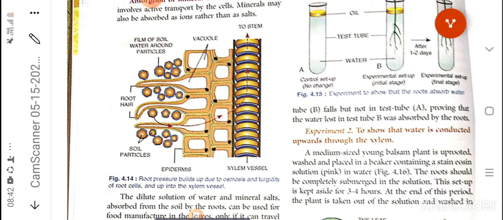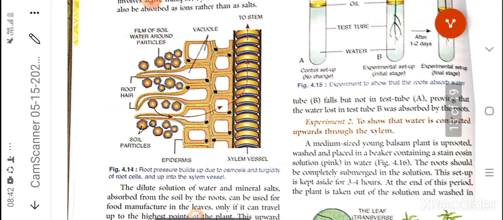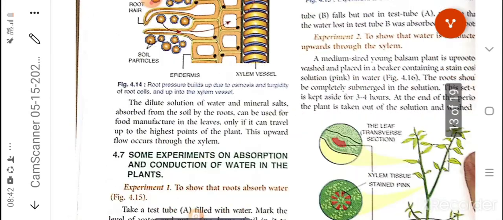As you can see in this diagram, the long cells are the root hair cells, and inside the soil there is soil water. The mineral or salt concentration is less in the soil water, so the water comes into the root hair cells, then goes into the next cell, and at last goes into the xylem vessel, where there is the upward movement of water and minerals.